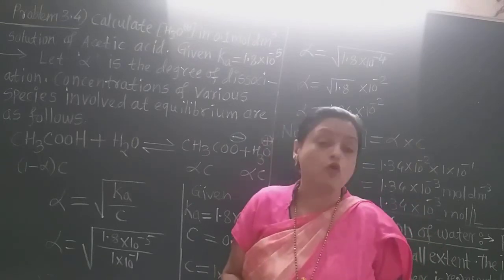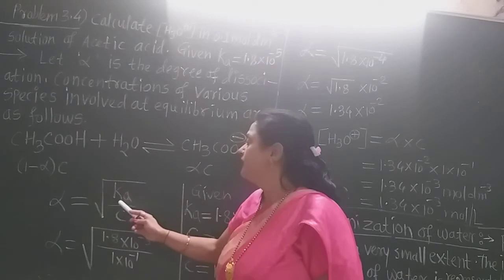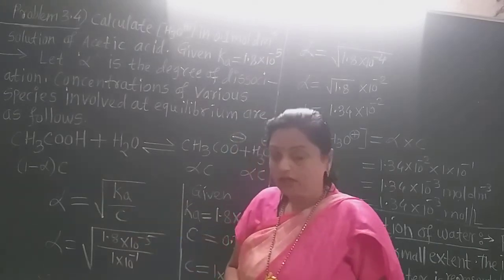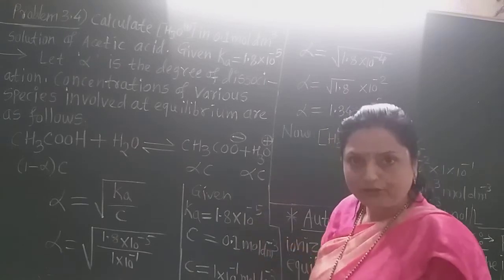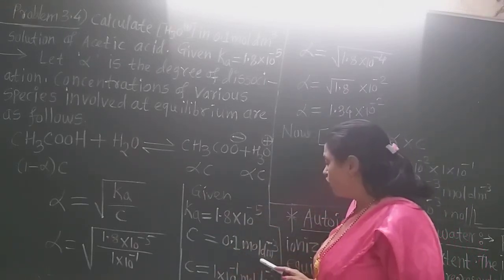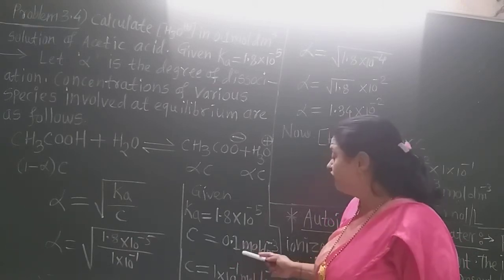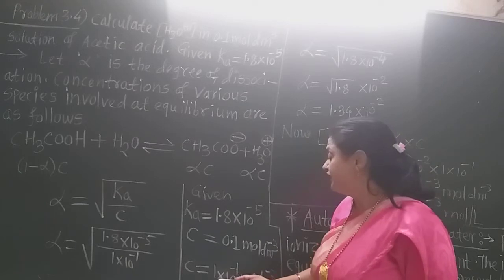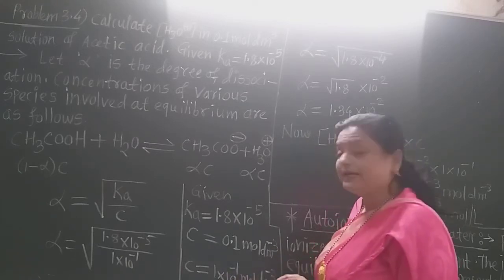So let us first calculate this alpha by using the formula of Ostwald dilution law, that is alpha is equal to under root of K divided by C. Now the value of Ka is equal to 1.8 into 10 raised to minus 5, which is given. Concentration is 0.1 mole per decimeter cube, which is given. Now this 0.1 mole per decimeter cube means 1 into 10 raised to minus 1, or 10 raised to minus 1 mole per decimeter cube.